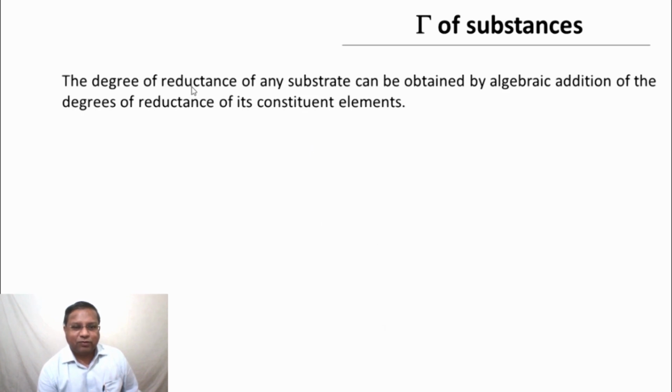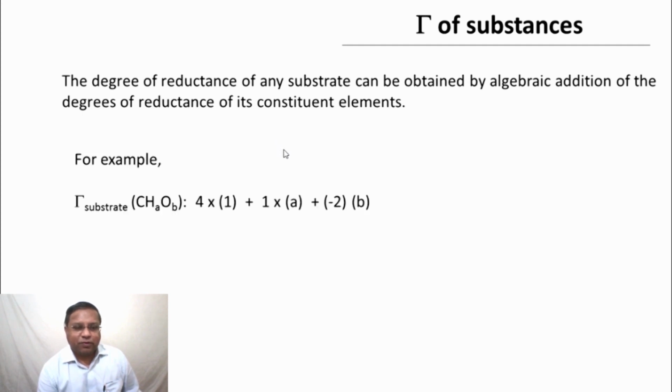Before that, as was briefly mentioned earlier, the degree of reductance of any substance can be obtained by the algebraic addition of the degrees of reductance of its constituent elements. For example, even for a complex molecule such as a substrate, we had earlier looked at O2, H2O, CO2. Even if you have something like a carbohydrate here, CHAOB, the degree of reductance of the substrate is the degree of reductance of its constituent elements added together.